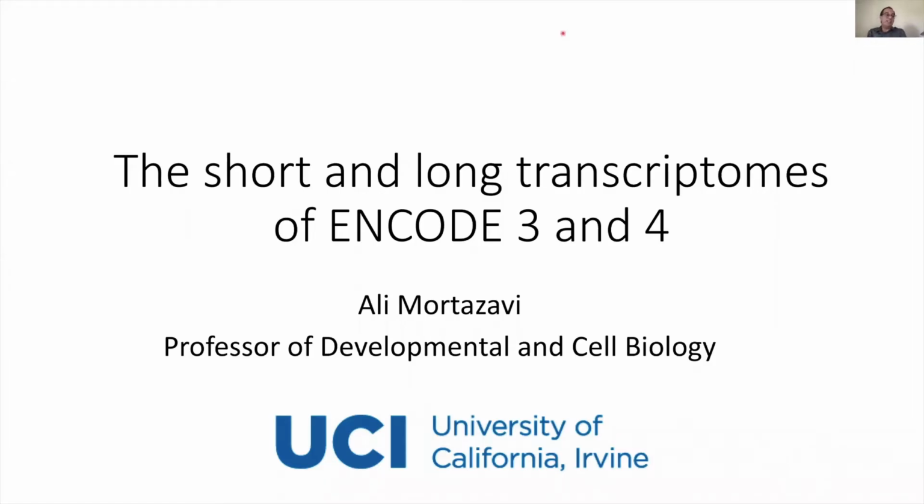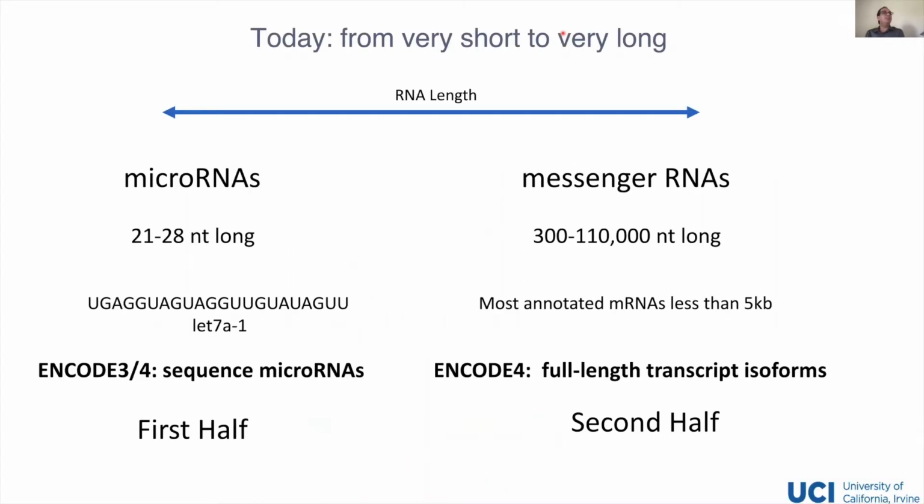Hi, everyone. My name is Mortazavi, and I wanted to tell you today about the work that my lab has been doing in conjunction with others in the consortium to characterize the short and long transcriptomes of ENCODE 3 and ENCODE 4. And specifically, I want to tell you today about two very different types of RNA. One is very short, those are microRNAs, and the other is much longer, those are the messenger RNAs.